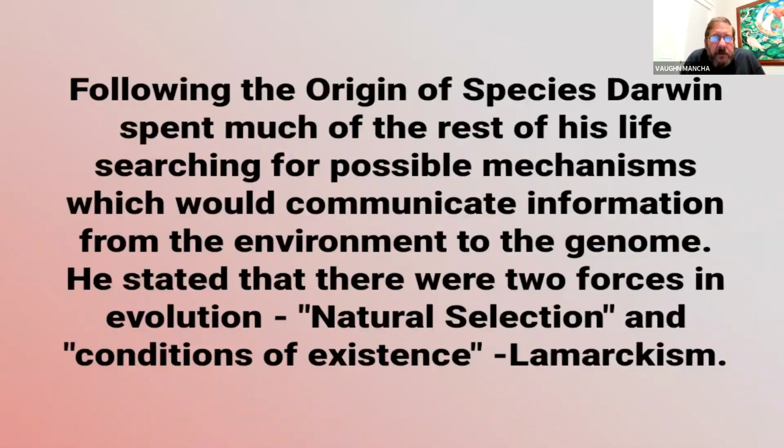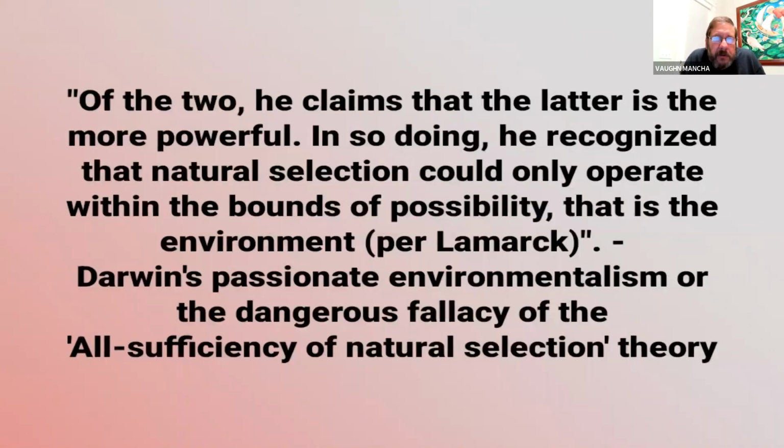Following the Origin of Species, Darwin spent much of the rest of his life searching for possible mechanisms which would communicate information from the environment, the conditions of life, to the genome. Of course, he didn't know what a genome was. He stated that there were two forces in evolution, natural selection and conditions of existence, the Lamarckism. Of the two, he claims that the latter is the more powerful. I couldn't believe it when I read this article, because he's basically saying natural selection falls second to conditions of life, and conditions of life equate with epigenetics, in fact.